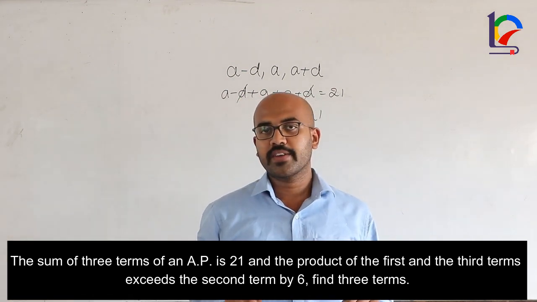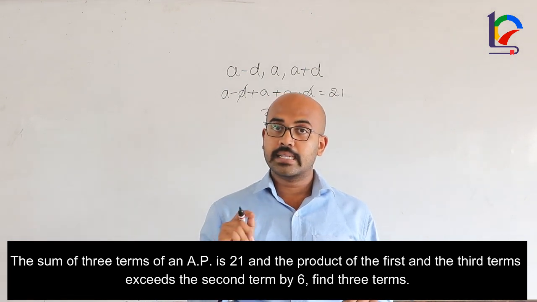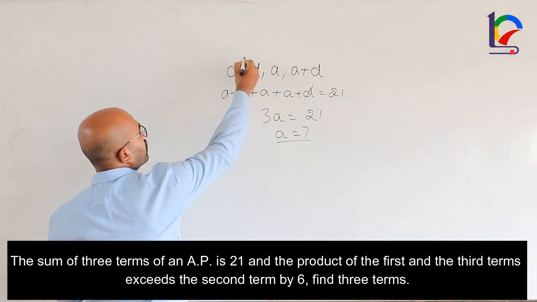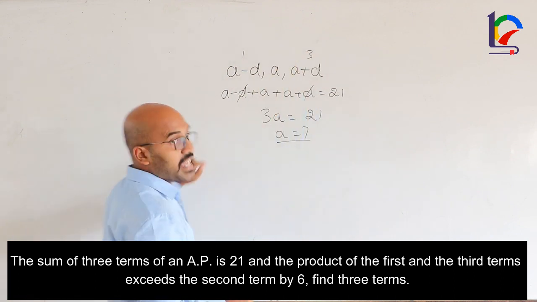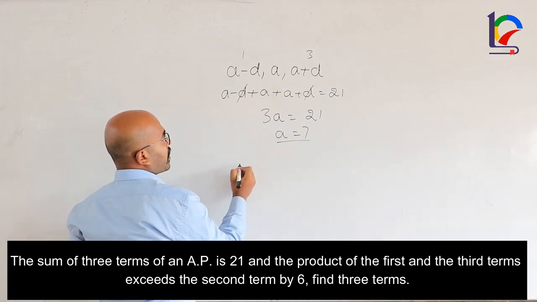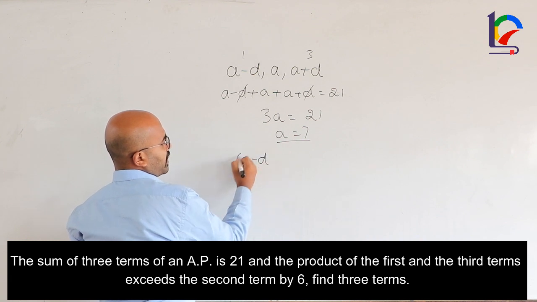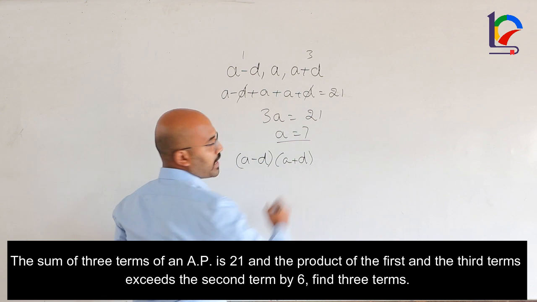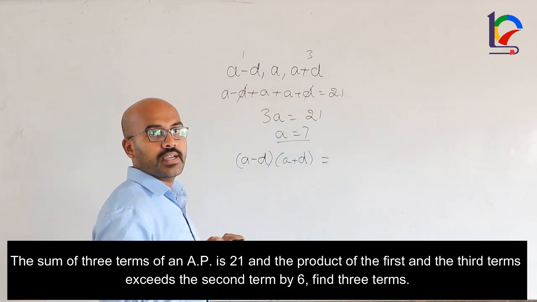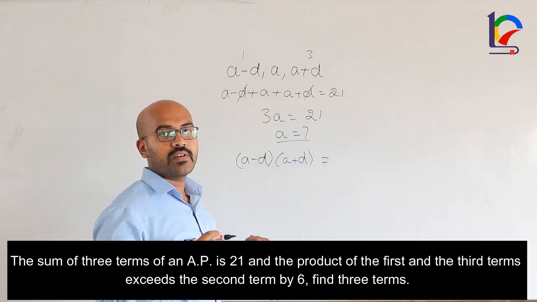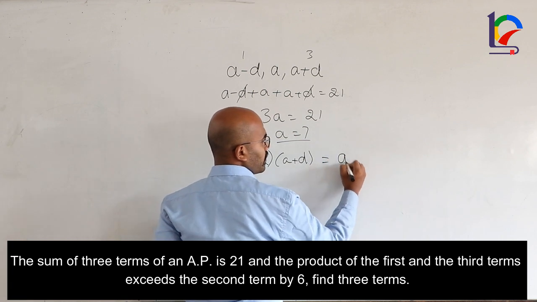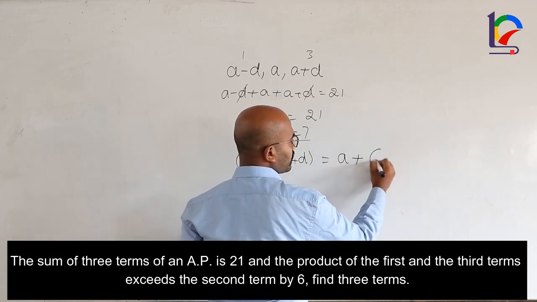The next condition they have given is that the product of the first term and the third term exceeds the second term by 6. That means it is 6 more than the second term. The product of the first term and third term, A minus D and A plus D, exceeds the second term. Here the second term is A. Usually, in general, the second term will be A plus D, so don't get confused. Here it is A, the second term. The product exceeds A by 6.